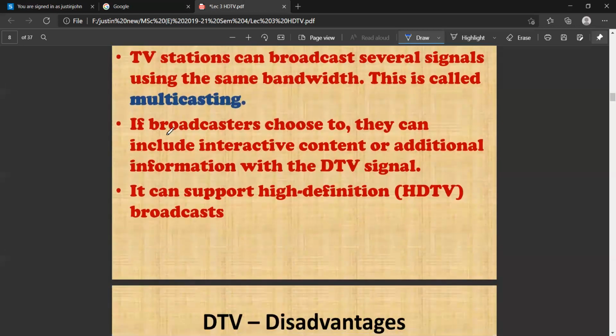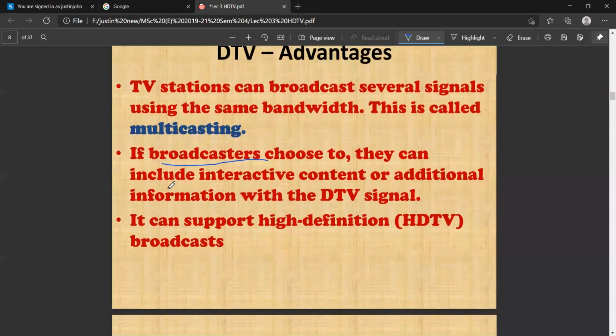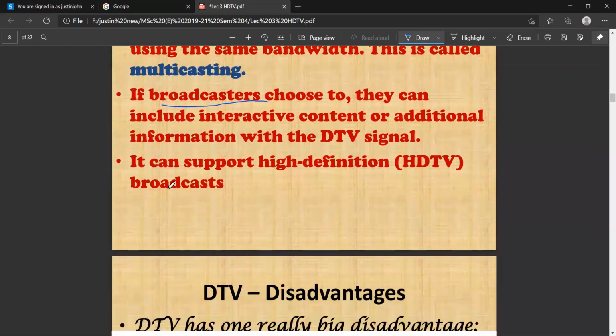If the broadcaster decides, they can include interactive information also with the digital television. Then it can support high definition television. High definition television means high resolution television broadcast can also be done with digital television.